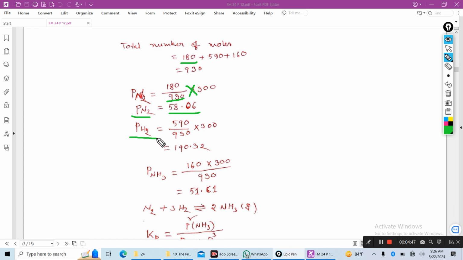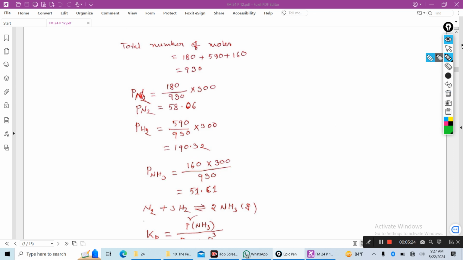Similarly, partial pressure of hydrogen is number of moles of hydrogen divided by total number of moles times total pressure. So you will get partial pressure of hydrogen 190.32. Then partial pressure of NH3, ammonia: moles of NH3 is given as 160, divided by total number of moles times total pressure. So you get partial pressure of ammonia 51.61.